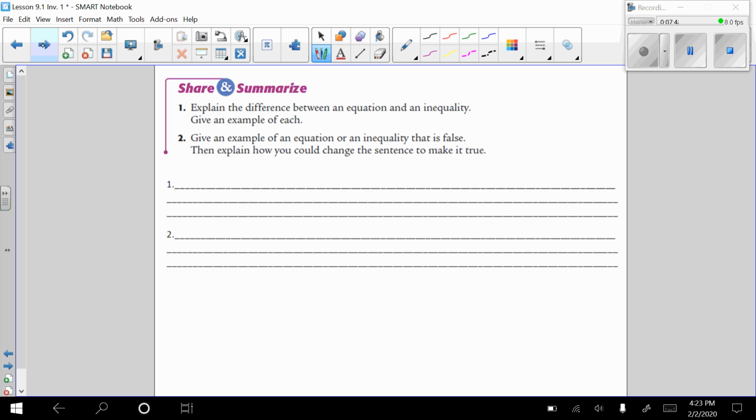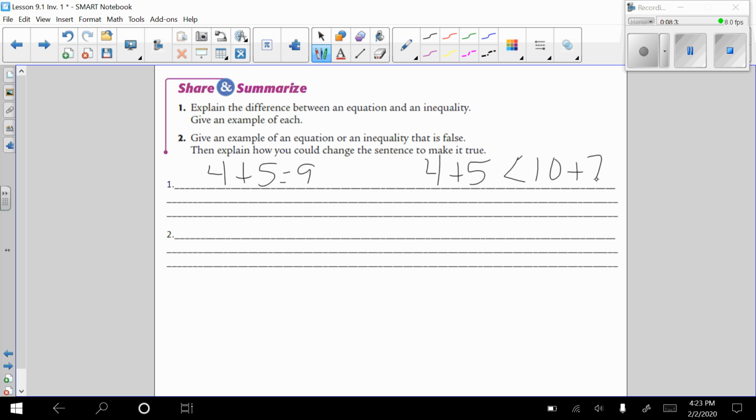So explain the difference between an equation and an inequality. Well, an equation, and make sure you're putting this in your own words, an equation has an equal sign, while an inequality would have a greater than, less than, or not equal sign to it. So if I wanted to give some examples here, for an equation, I could say 4 plus 5 equals 9. That's an equation. For an inequality, I could say 4 plus 5 is less than 10 plus 7. That would be the example of an inequality. So make sure you're writing these things down in your own words so that you know what your notes say.